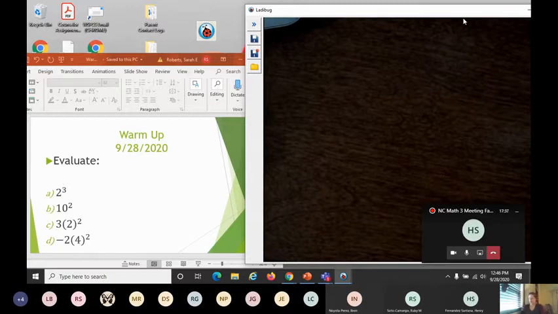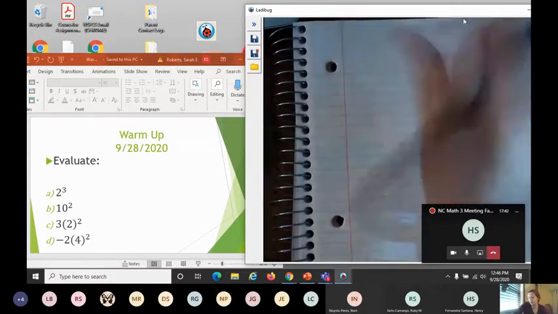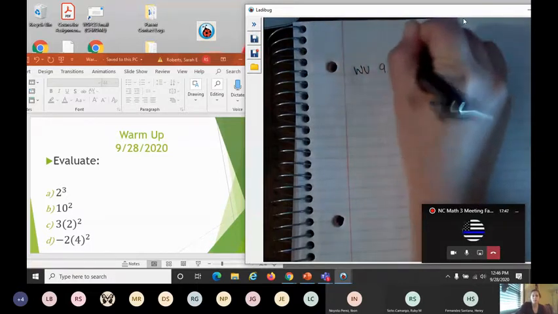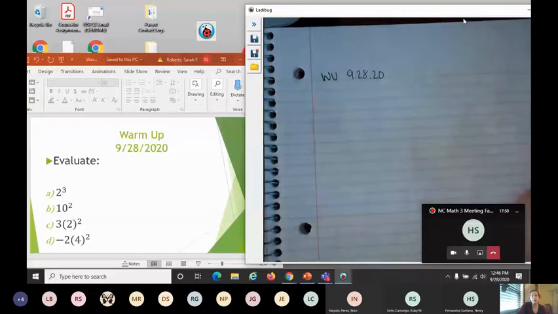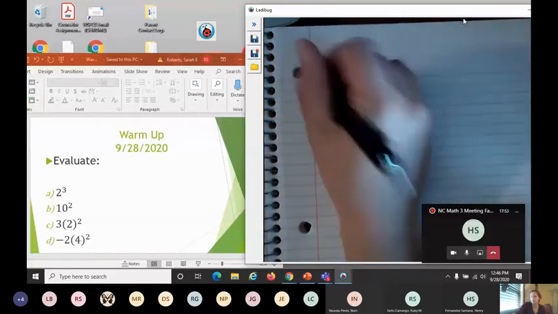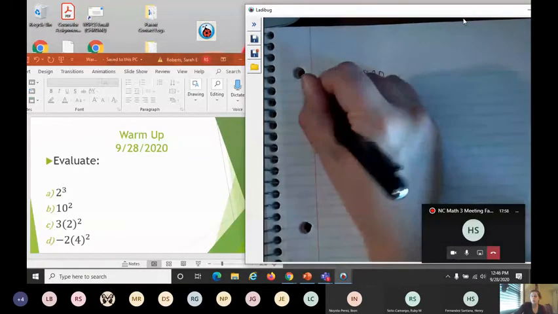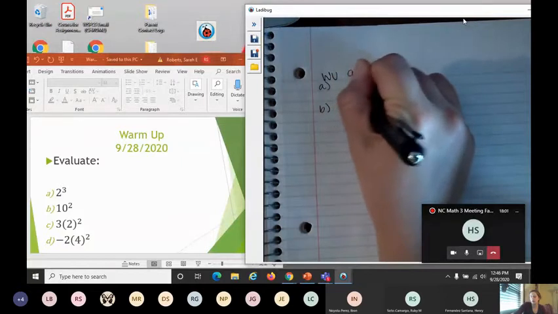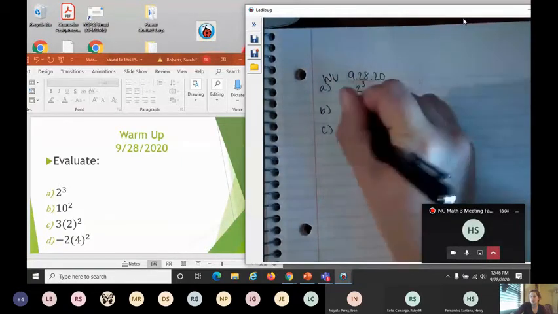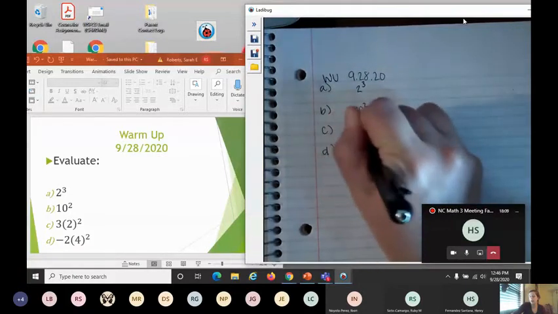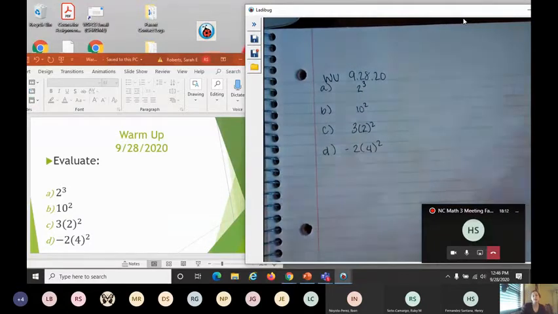Okay, so we're gonna go ahead and do a warm-up together. Okay, so this is a warm-up for 9/28/20. Okay, and I asked you guys to evaluate these 4 expressions. So for A, we have 2 cubed. For B, we have 10 squared. For C, we have 3 times 2 squared. And for D, we have -2 times 4 squared. I saw a lot of mistakes with these on your quiz, so these are important.